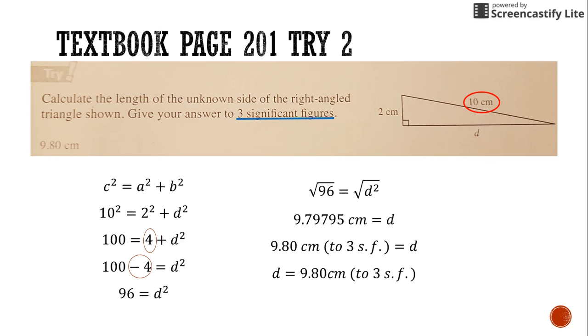Alright, so from the past two examples, in try 1, we were told to find the hypotenuse. And in try 2, we are given the hypotenuse and told to find one of the other sides. So in both cases, as long as we know our cheat codes, and as long as we are able to identify our hypotenuse, we can do these questions very easily.